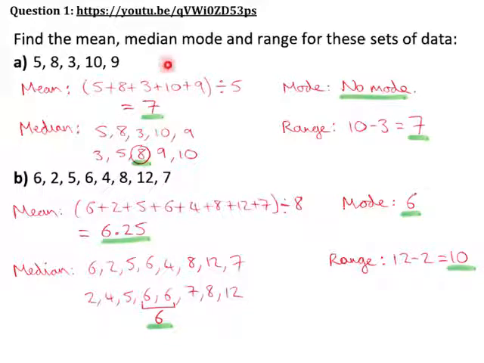Okay, so question number 1, to begin with our mean. So mean, you need to add together the numbers that you're given in your list and divide them by how many numbers you've got. So you should have got a 7 for the first one.